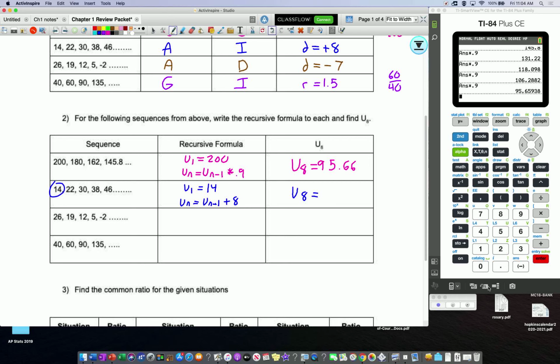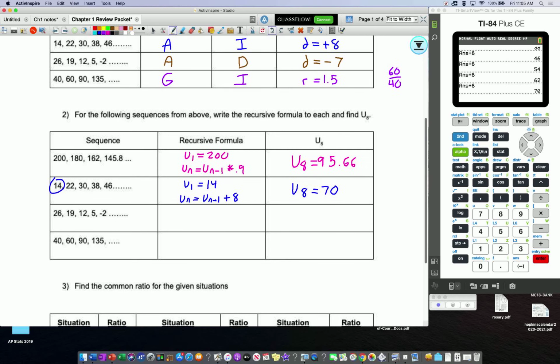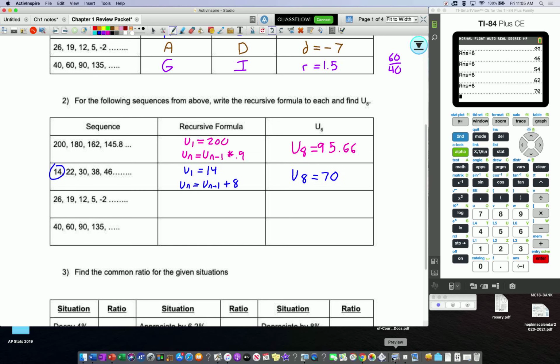So this one should probably go pretty quickly. So I go 14, and I know I go plus 8. Gives me the second term, plus 8. Gives me the third, fourth, fifth, sixth, seventh, eighth. Look at that. U sub 8 is 70. All right, just like that. 2 down, 2 to go.